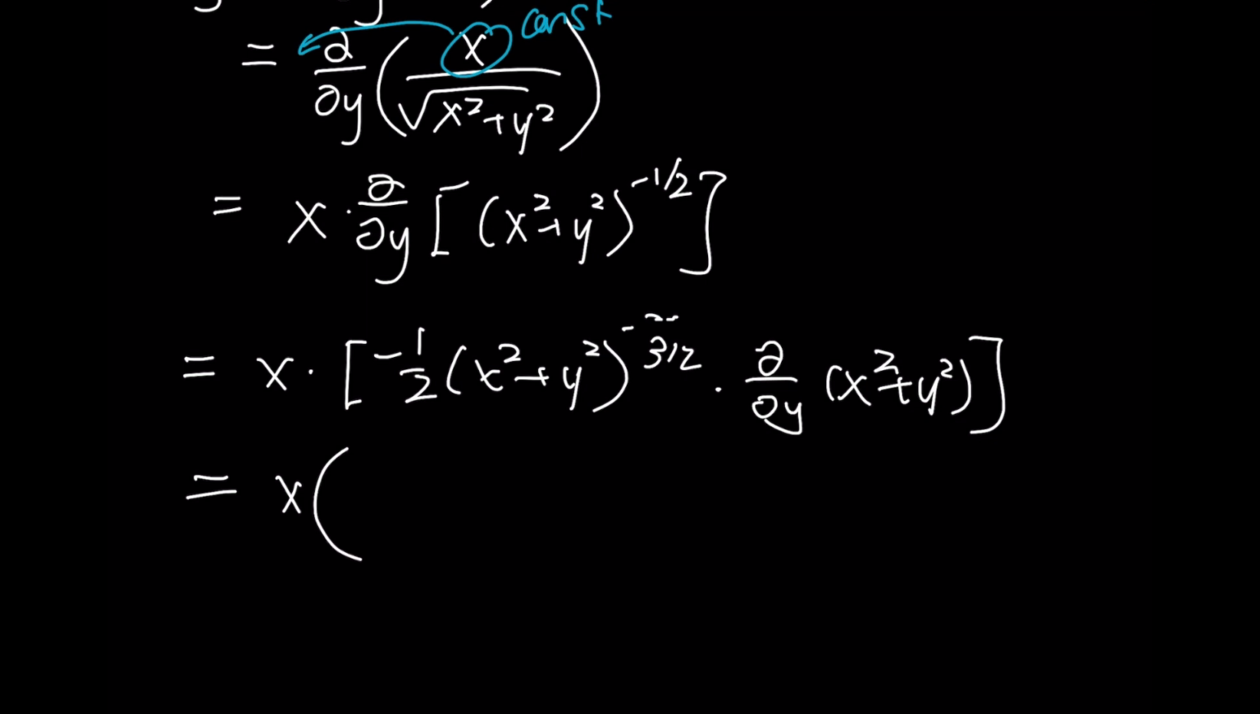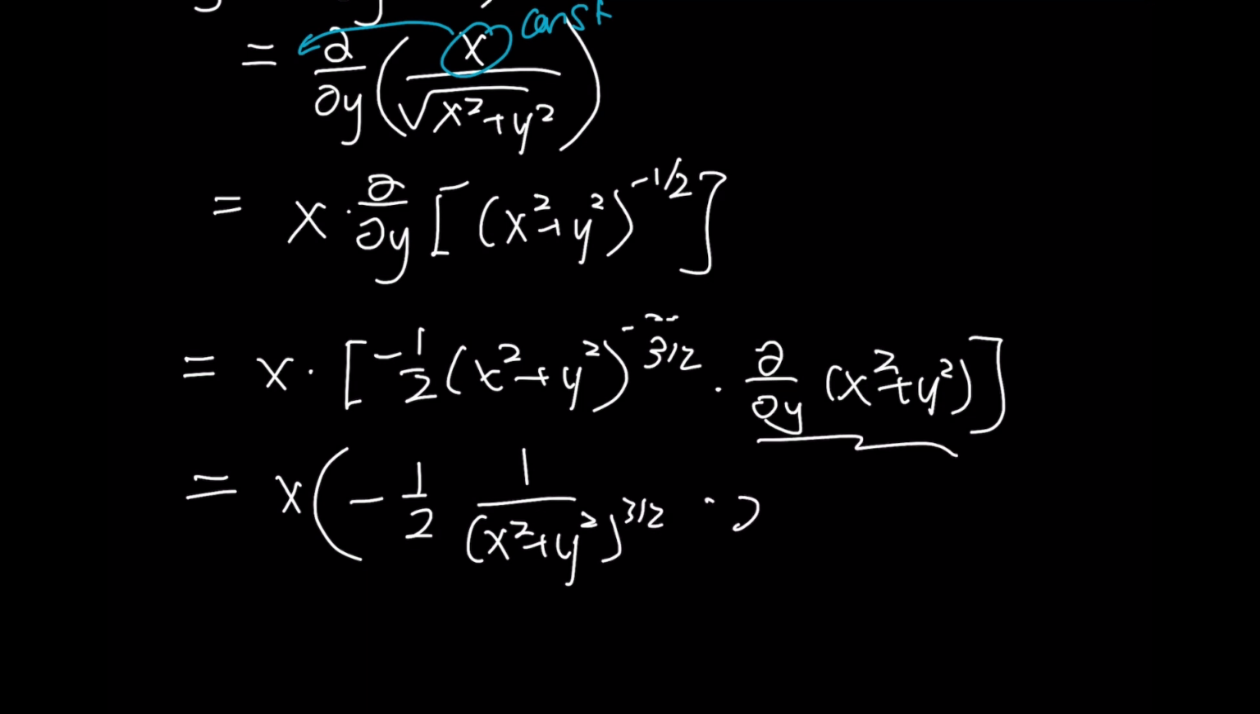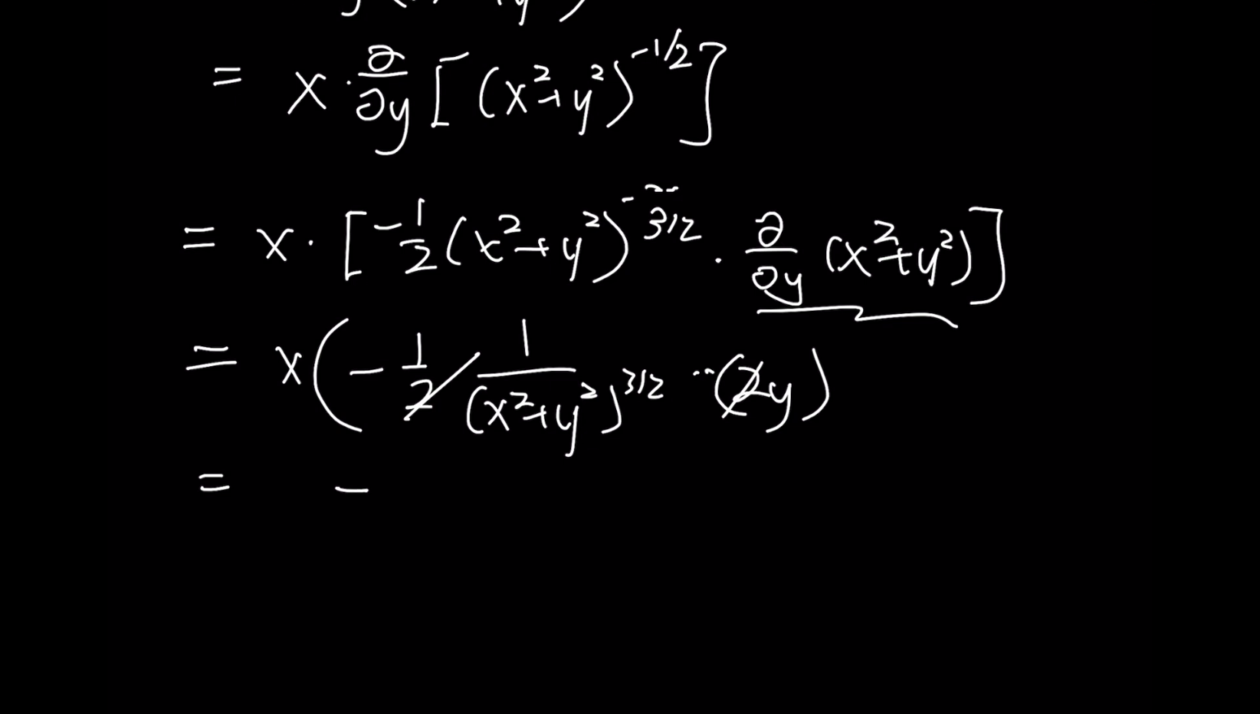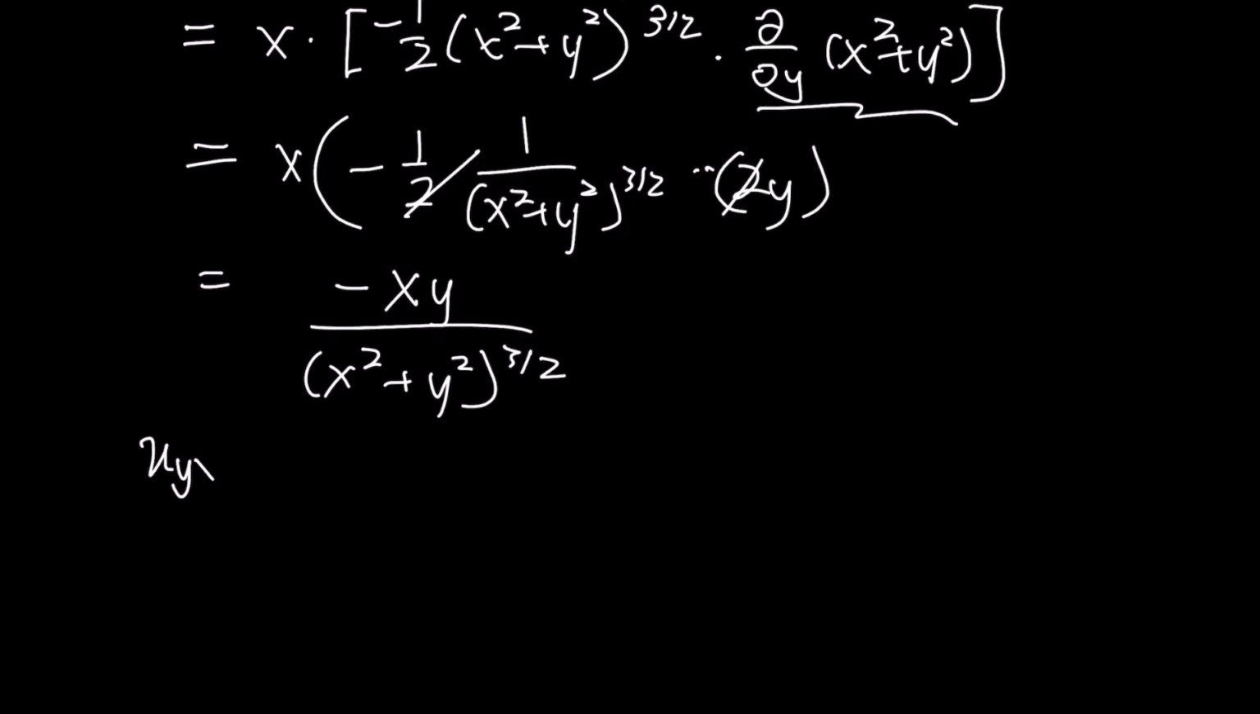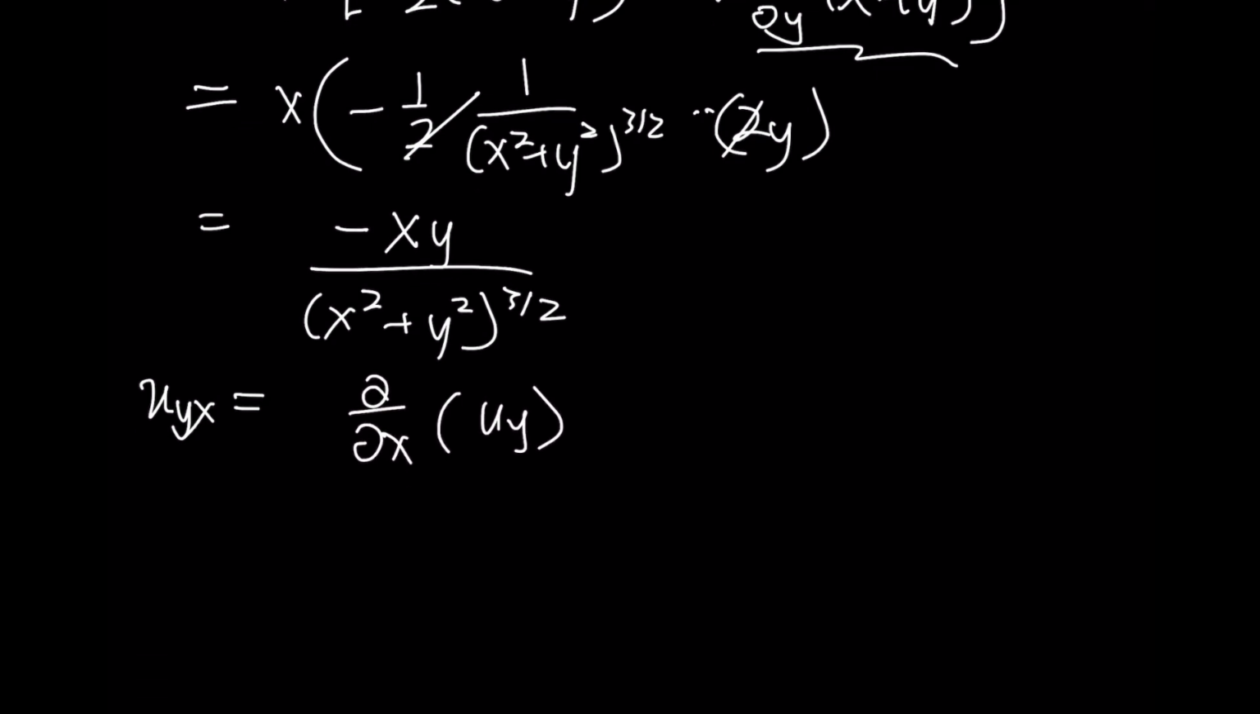x times negative 1/2 times 1 over x squared plus y squared to the 3/2 times a 2y. Remember that the x is a constant. These 2's will go away, so I'll end up getting negative xy over the square root of x squared plus y squared to the 3/2. If I write uyx, that means take the x derivative of this expression uy. And that means take the x partial derivative of the expression that we got, which was y over the square root of x squared plus y squared.